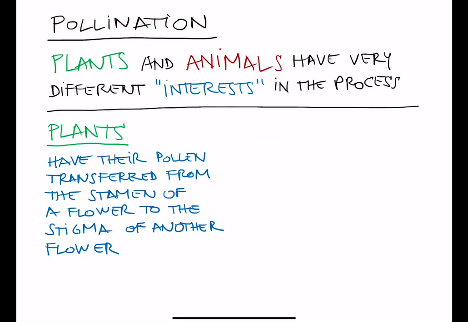So pollination is what happens, like I said, in angiosperms. It's when animals are moving the pollen around from plant to plant. But plants and animals have very different interests in the process of pollination. Plants are having their pollen transferred from the stamen of a flower to the stigma of another flower. In other words, they are having sex done for them. They're moving those pollen grains that have sperm cells over to a stigma, which will lead them to an egg cell.